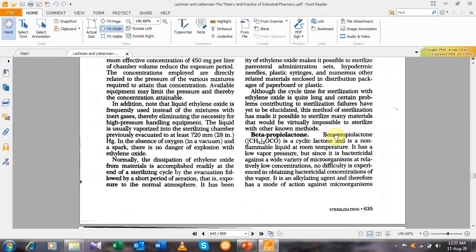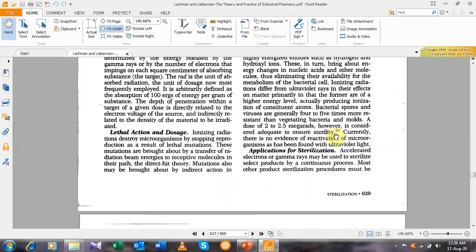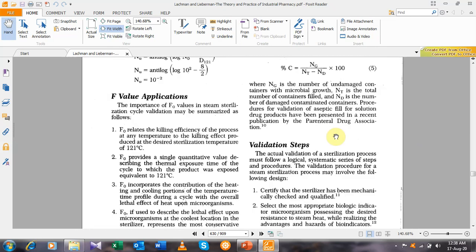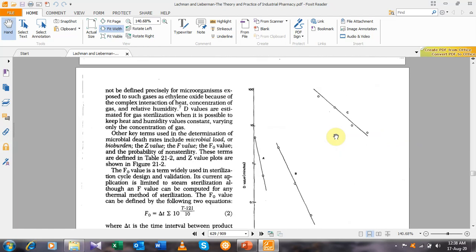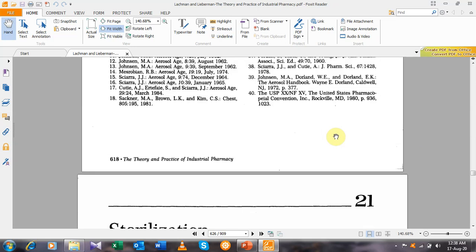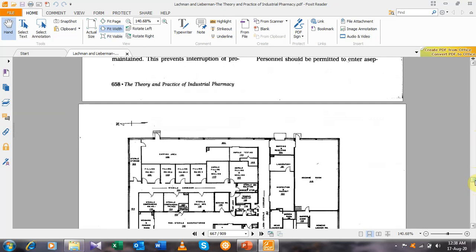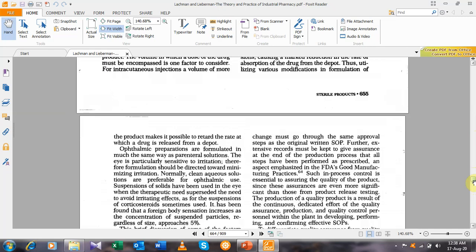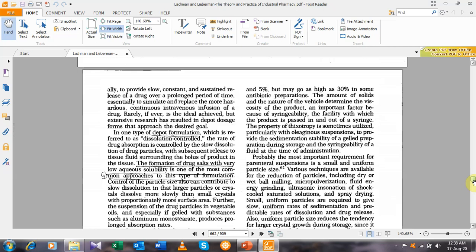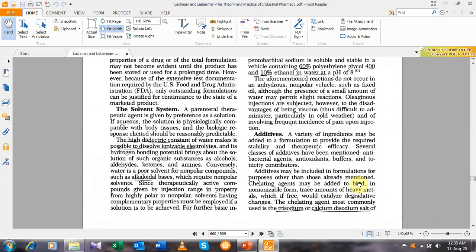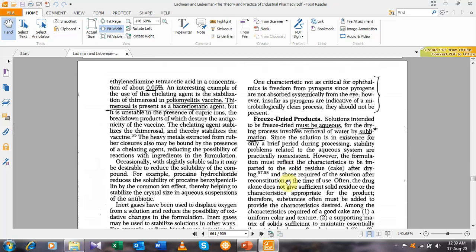In this book you can see the topic of the different excipients used in the formulation of sterile products. You can see sterilization, and after the sterilization, chapter number 22. The details: a variety of ingredients will be added to the formulation to provide the required stability. You can see over there the details of different types of excipients.